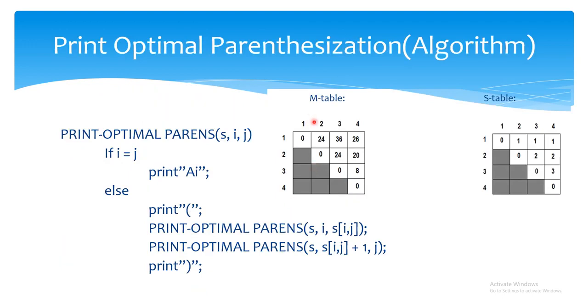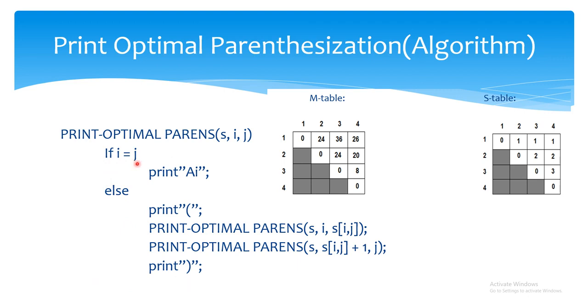Once you calculate this m table and s table, that particular algorithm is known as matrix chain order, where we are actually calculating the m table and s table. And those tables we are going to use for print optimal parenthesization. So once the m table and s table are known, what will be the sequence? This is the algorithm that you are going to follow.